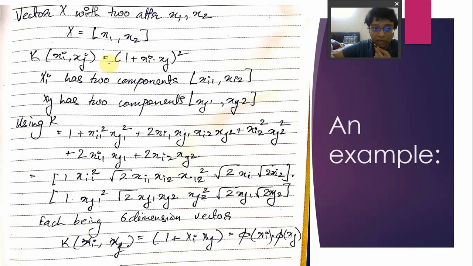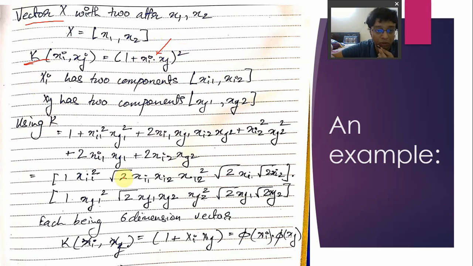Now let's take a numerical example to understand this better. Suppose there's a vector x. Now x has two attributes x1 and x2. Now let there be a kernel function k, with attributes xi and xj, with the kernel function being (1 plus xi dot xj) the whole square. Now xi has two components xi1 and xi2, whereas xj has two components xj1 and xj2.